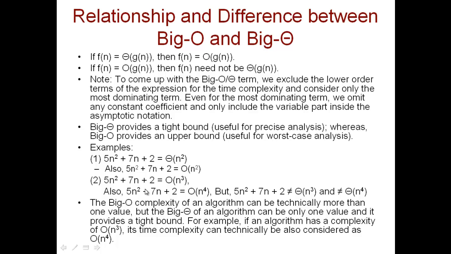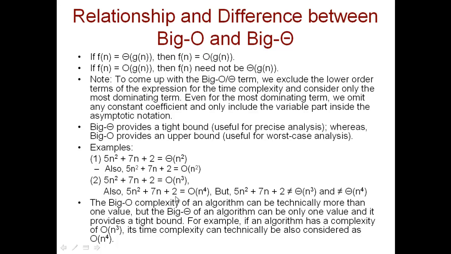But we cannot say 5n square plus 7n plus 2 is theta of n to the power 4, because the degree is 2 for f of n, whereas the degree of the function inside theta is 4. We cannot say that. That's why I say not possible, not equal to. But on the other hand, if I am given that 5n square plus 7n plus 2 is big O of n square, we can say it is theta of n square.